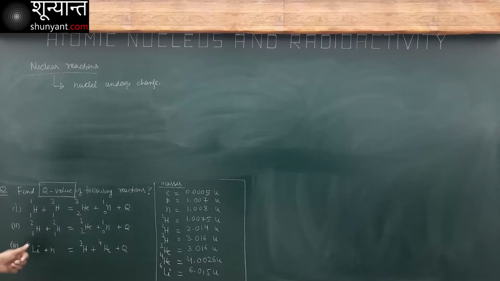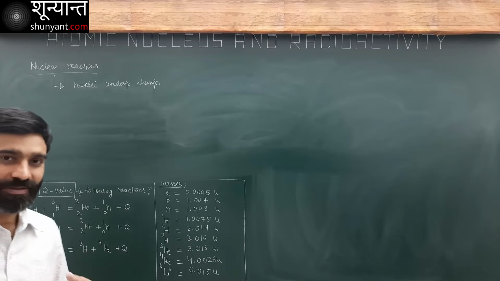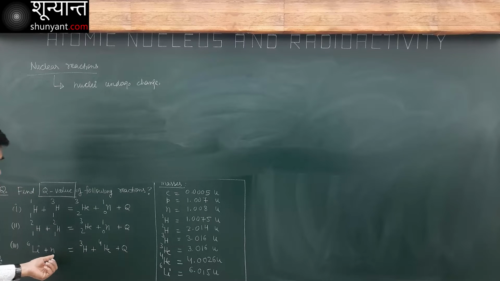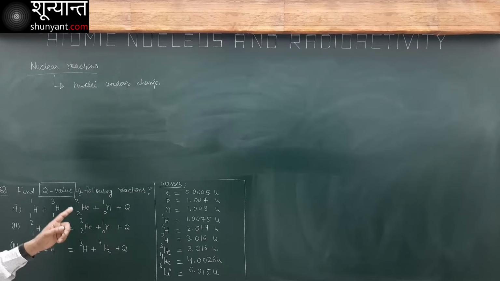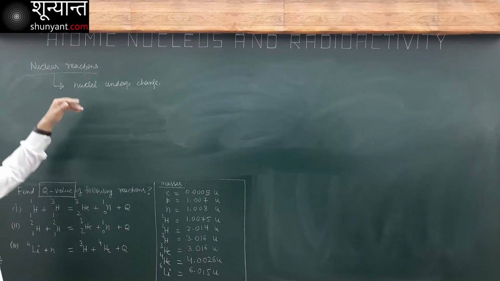Okay, a lithium nucleus changes. Here, a neutron reacts with a lithium nucleus, not the atom, the nucleus. And then we get two different nuclei: hydrogen 3 and helium 4 nuclei. They are known as nuclear reactions.